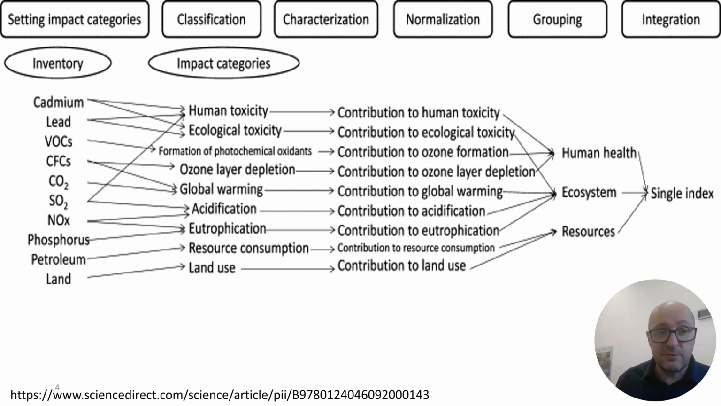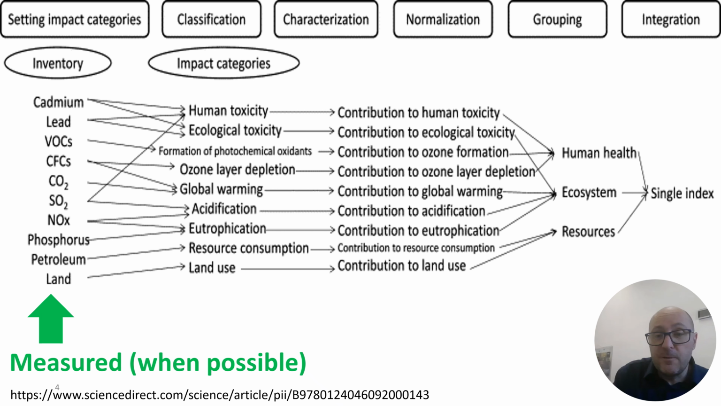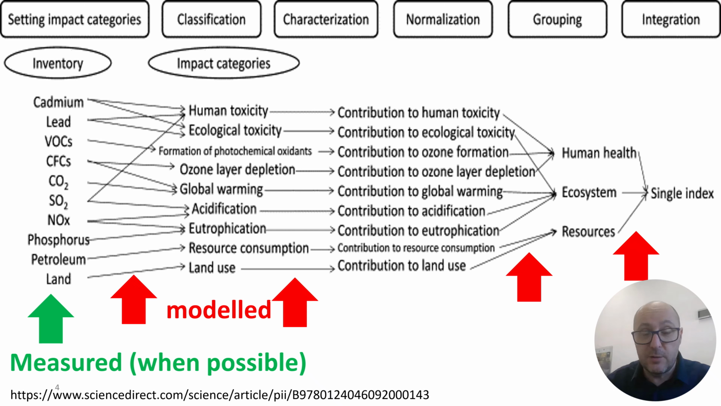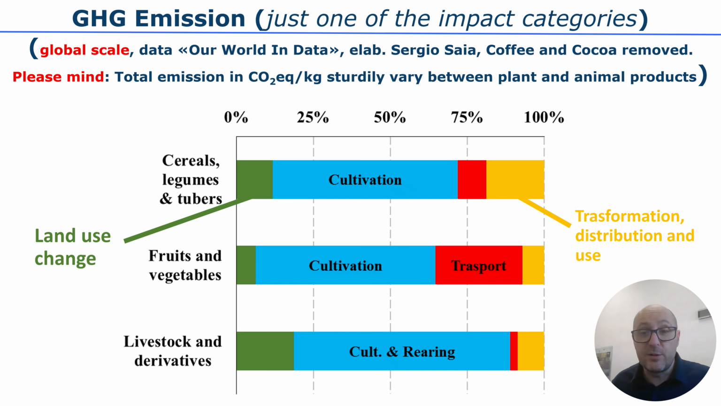When we compute this for agriculture, we compute directly the effect of these inputs on the environment. For example, application of fertilizers can produce emissions of CO2 or nitrous oxide. All of these are modeled for their potential contribution in each of the categories. For example, CO2 will directly contribute to global warming, and all of these data are then merged in a single index.